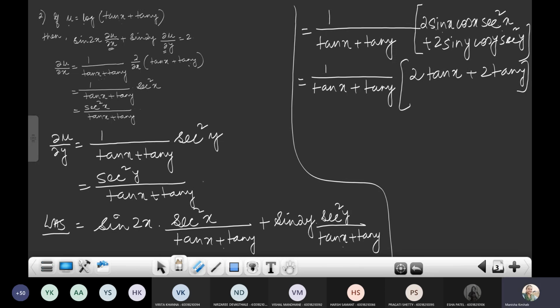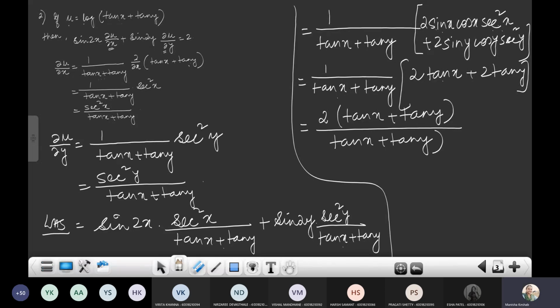Simple calculation, simplification. So which implies 2 times tan x plus tan y, and down also we have tan x plus tan y. So we can write one more step: tan x plus tan y upon tan x plus tan y, which is equal to 2. That is the right hand side.